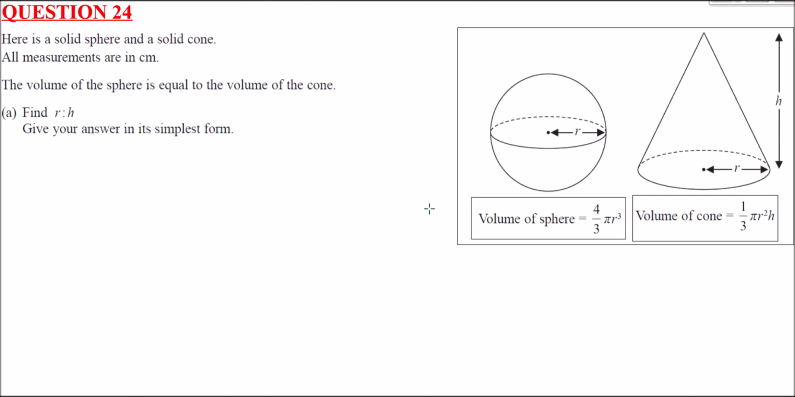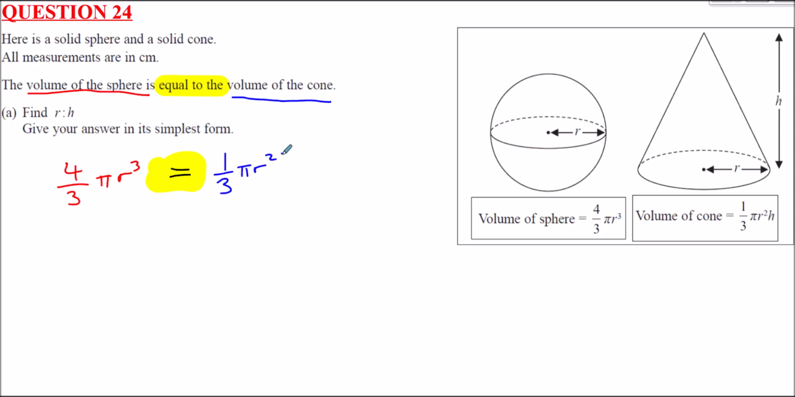Question 24, we have a solid sphere and a solid cone. All measurements are in centimetres. The volume of the sphere is equal to the volume of the cone. Find the ratio of r to h, giving your answer in its simplest form. Okay, so the volume of the sphere, using this formula here, is 4/3 pi r cubed. And then we're told that that is equal to the volume of the cone. The volume of the cone is 1/3 pi r squared h.